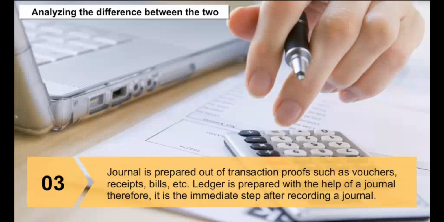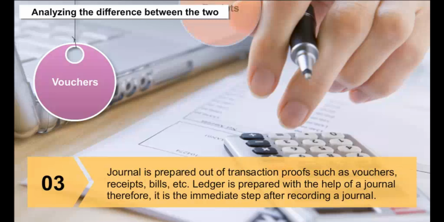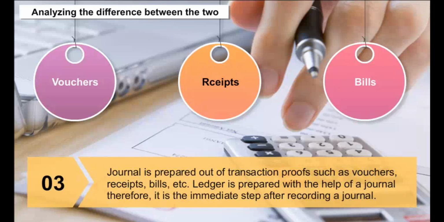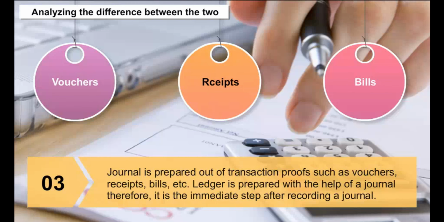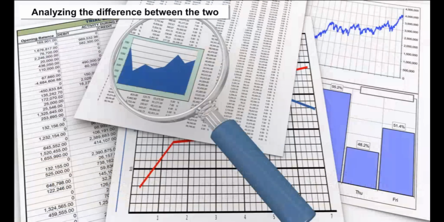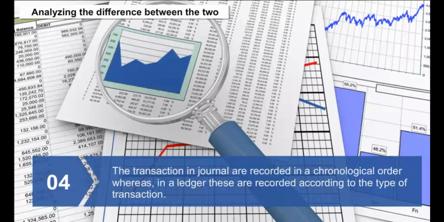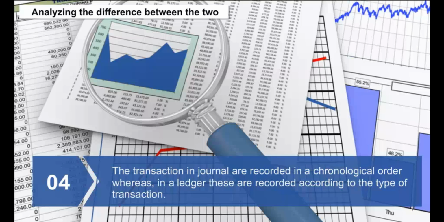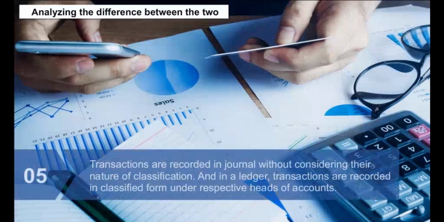3. Journal is prepared out of transaction proofs such as vouchers, receipts, bills, etc. Ledger is prepared with the help of a journal itself. Therefore, it is the immediate step after recording a journal. 4. The transactions in journal are recorded in a chronological order, whereas in a ledger, these are recorded according to the type of transaction.